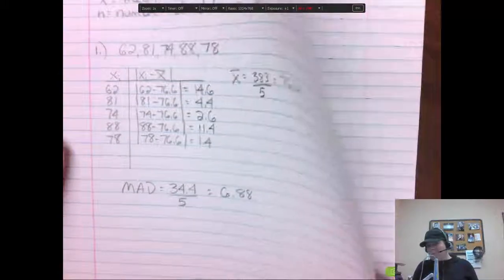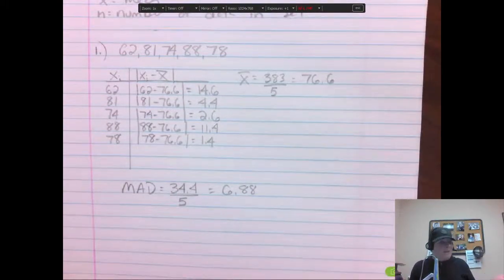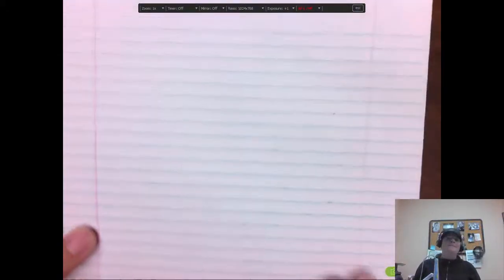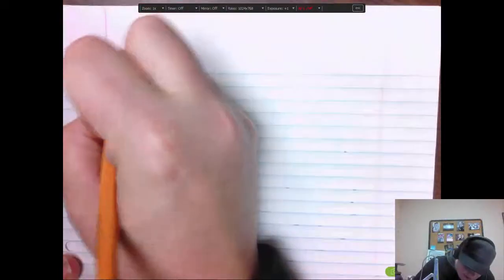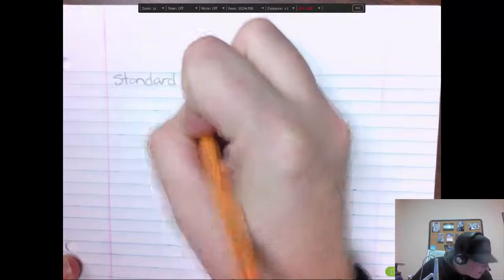Some of them are going to be bigger than others. What does that mean? It means your data is further away from the mean. It's more spread out. It's different. It's dispersed more. Okay? So that's our mean absolute deviation. The next one is actually a very similar deviation. In calculations, they're similar. This one is standard deviation. But this one we see a lot more in the real world.